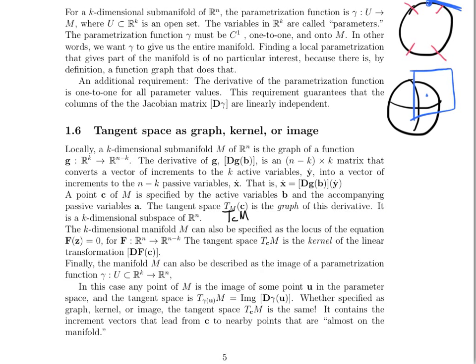What's important about it is that it contains these increment vectors that lead from c, a point that's actually on the manifold, to nearby points that are almost on the manifold. And there are some practical applications to this, which we'll get into in the next video.